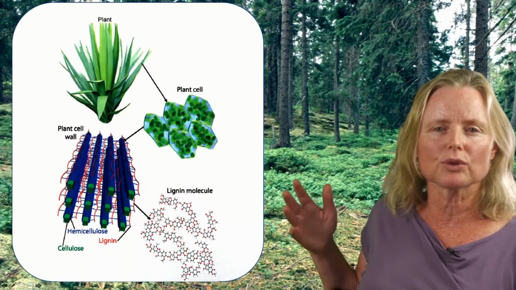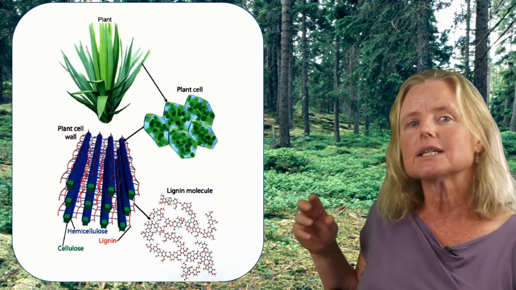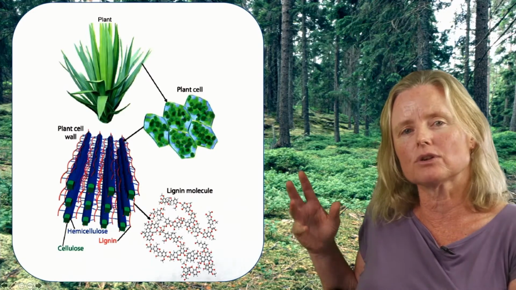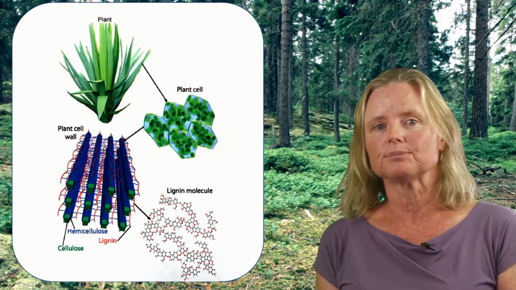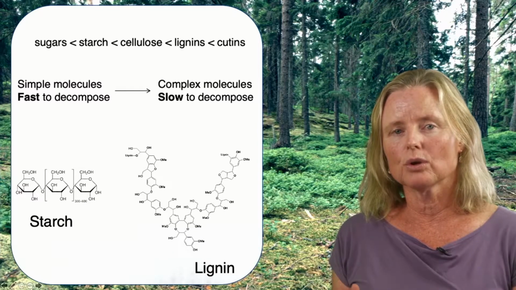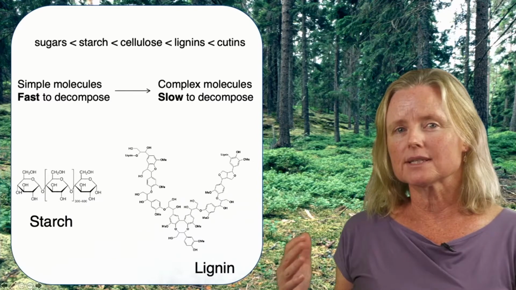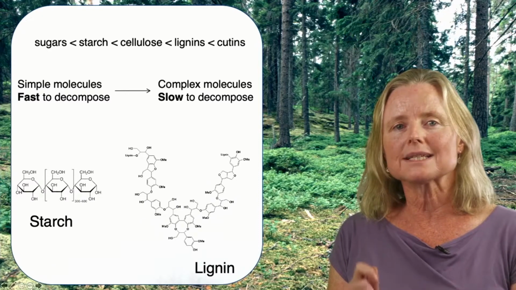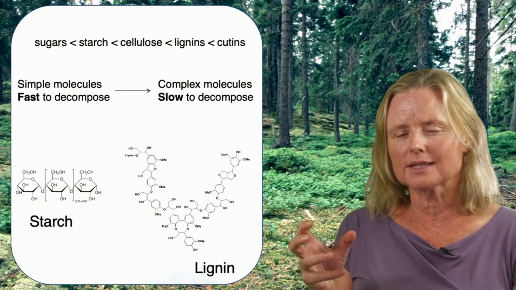In addition to simple sugars, plants, and in particular the cell wall components, contain some highly complex carbohydrate polymers that are difficult to degrade, including things like cellulose, hemicellulose, and lignin. As you might assume, the level of complexity of a carbohydrate molecule will impact its ability to decompose, with simple molecules such as starch having a faster rate of decomposition than more complex lignin or cutin. Cutin, by the way, is the waxy polymer you find on some plant material.